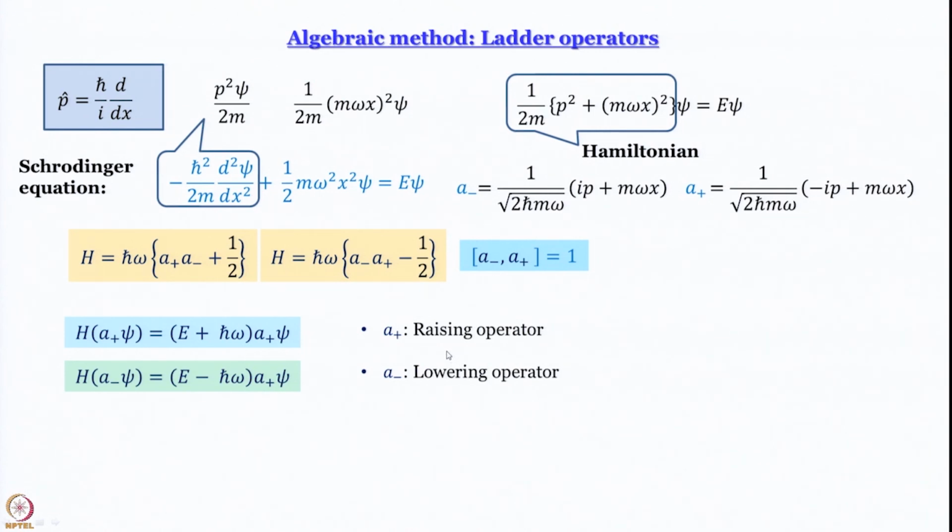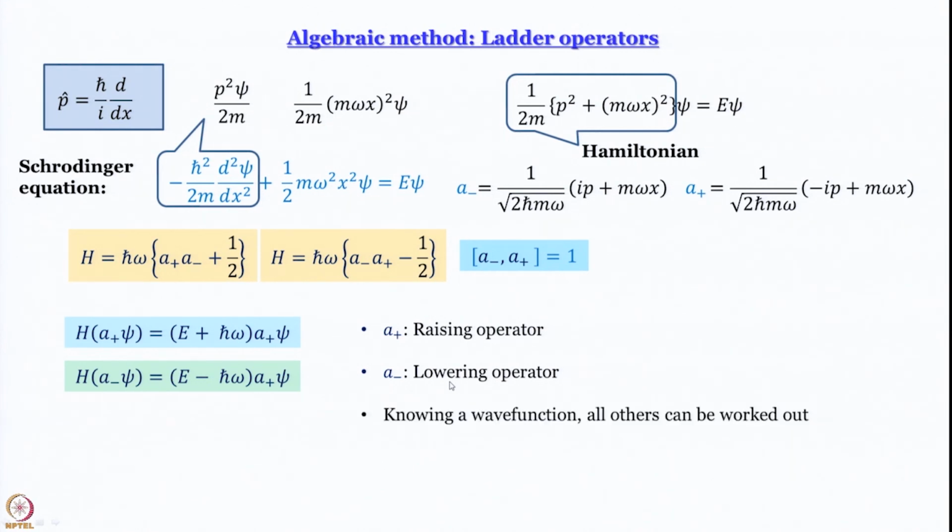Similarly, when A minus operates on psi, the eigenvalue that we get for the new wave function A minus psi, again unfortunately I have repeated the error of the last module, sorry about that, this will be A minus of course, but the eigenvalue is E minus h cross omega for A minus psi. This is A minus, please correct it in your notes, A minus. So, this is called a lowering operator.